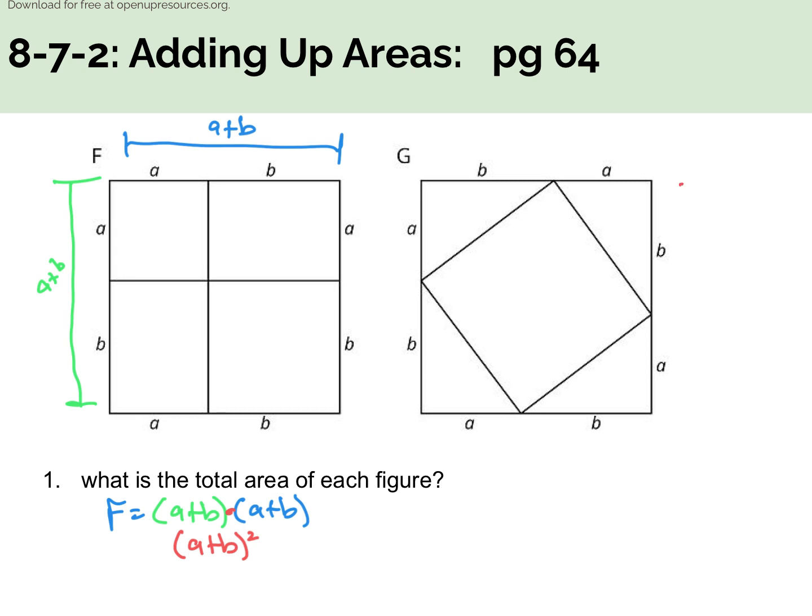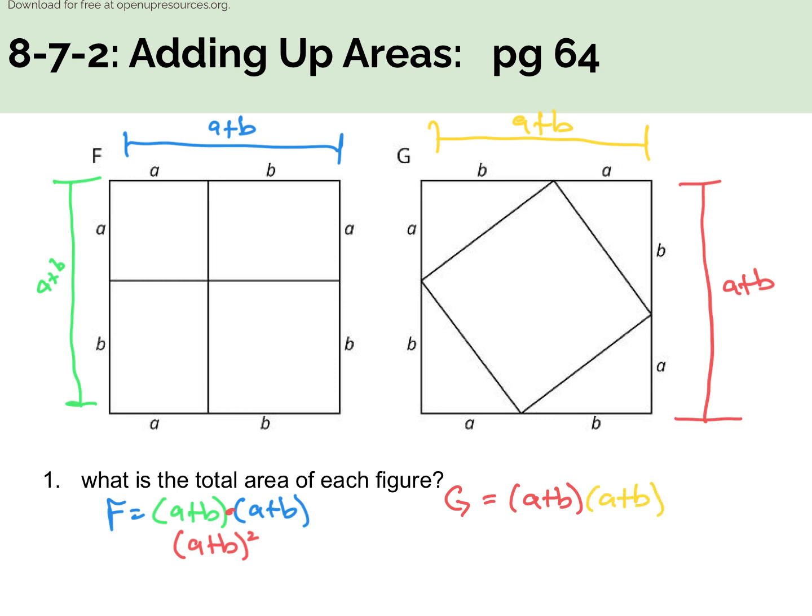For letter G square, notice how this side is a plus b, notice how this side is also a plus b, or b plus a. And again, how do we find the area of it? We're going to take one side, a plus b. We're going to multiply it by the other side, which is a plus b. And notice how this is a plus b, squared. So what we've just shown right now is that both of the squares are exactly the same. They have the same area, and we're going to use that in a second.